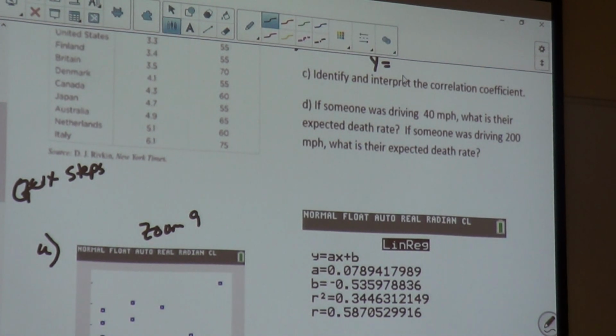Okay, to get your R, you go second catalog and diagnostic on. So it's going to be 0.0789x minus 0.5360. Now, it says determine your R value. Here is my R value. My R value is 0.587. Is that positive or negative? Positive. Is it weak, strong, or moderate?